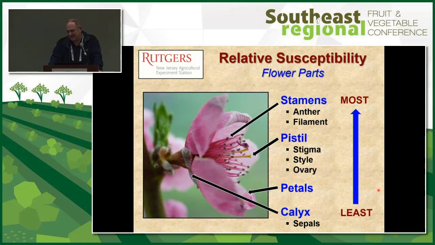Now, what's kind of interesting, if you think about it, remember what I just told you about the conidia needing a nutrient source. Well, which of these have nutrients available? Well, the petals not so much, the calyx not so much, but certainly the pistil and the stamen have nutrients on them, and part of that is to help the pollen, so that it can go through and fertilize the flower. So in a sense, you could say, well, that's what the pathogen is taking advantage of.